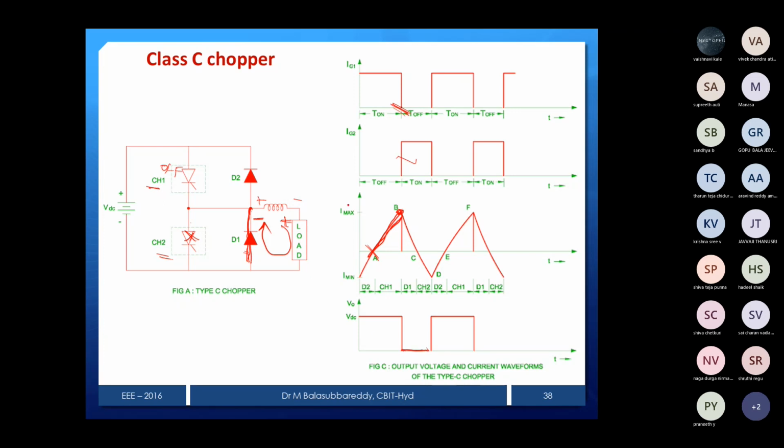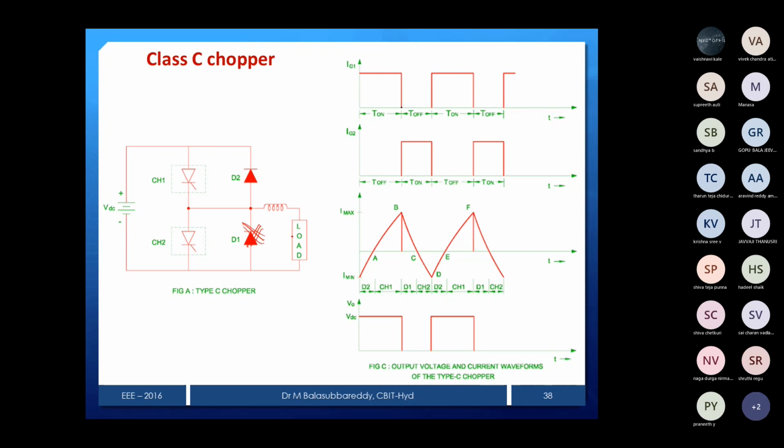And what will happen to the current? Energy stored in the inductor is going to be dissipated. That's why current will be gradually decreasing. Once point C reaches, what will happen? Current through the diode is 0. If current through the diode is 0, that means whatever energy was stored in the inductor has been dissipated completely. Then what will happen? The diode will be open. No current passes through it.